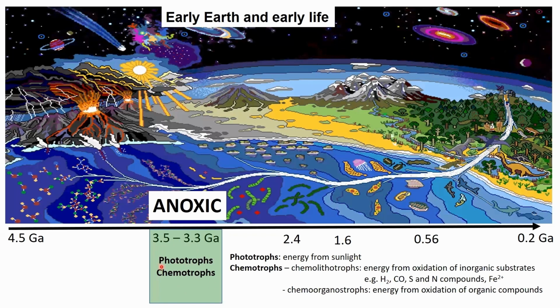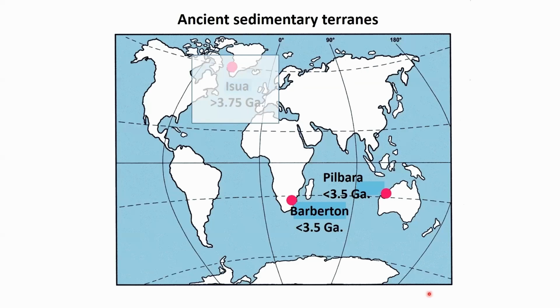We find phototrophs, organisms that obtain their energy from sunlight. We find chemotrophs. There are two types. For the biologists among you, please excuse my simplifications of all of this. But in a simplified way, we can say there are the chemolithotrophs. These are organisms that obtain their energy by oxidation of inorganic substrates, such as hydrogen, carbon monoxide, sulfur, nitrogen compounds, and divalent iron, for instance. There are also the chemoorganotrophs that obtain their energy from oxidation of organic compounds.